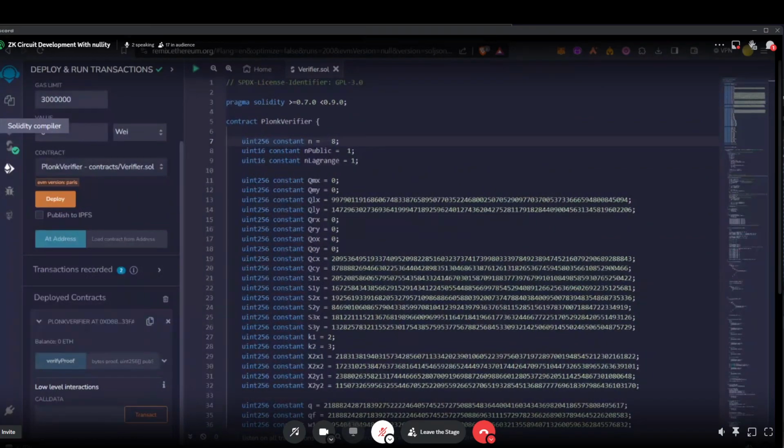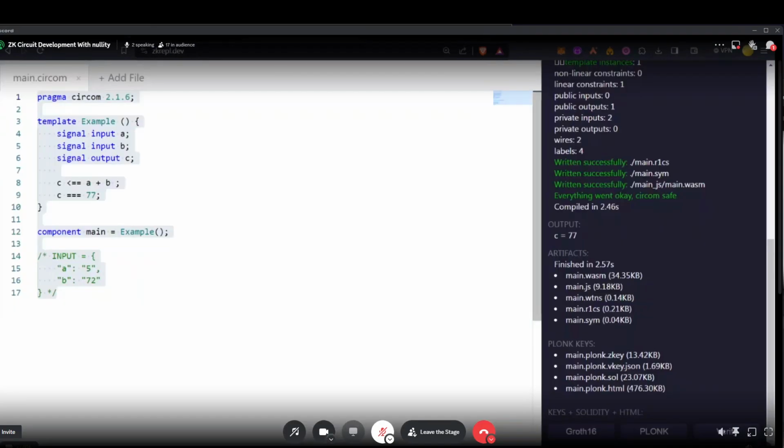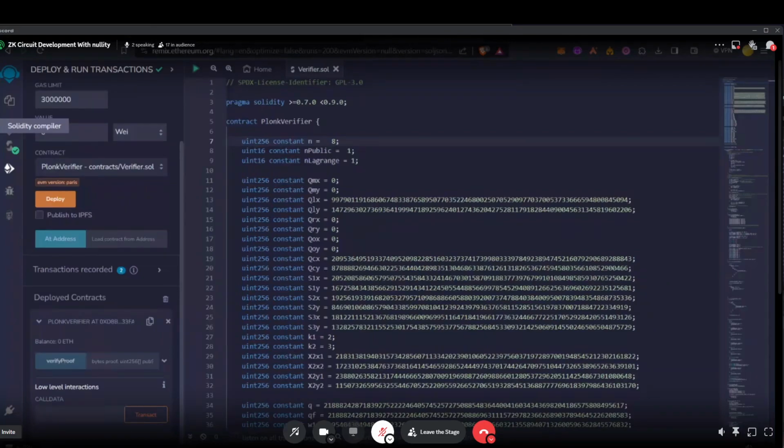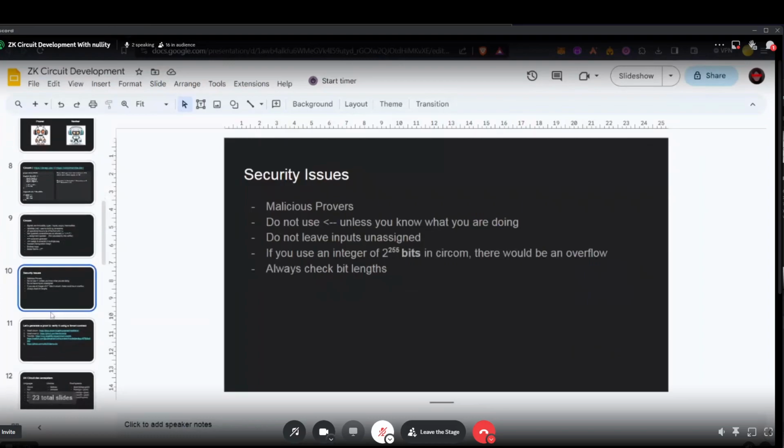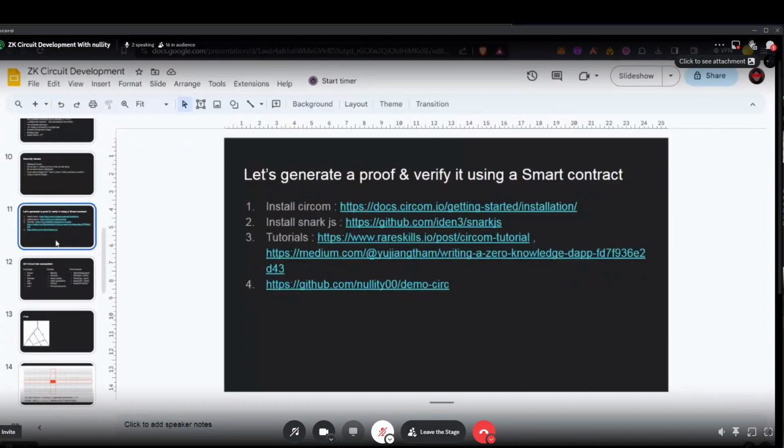So what is a proof? I mean, what are we generating a proof for? We're generating a proof to say that we know two inputs, A and B, which when added equates to 77. And we're going to generate the proof using our command line. So we could use snark.js. So I have over here, can you see my VS Code?